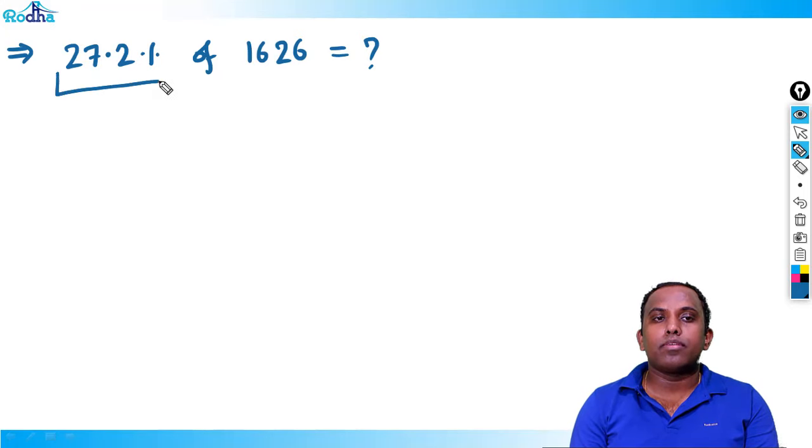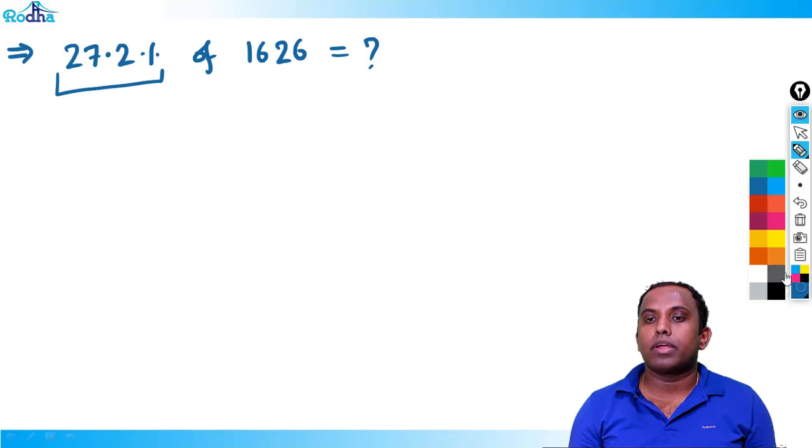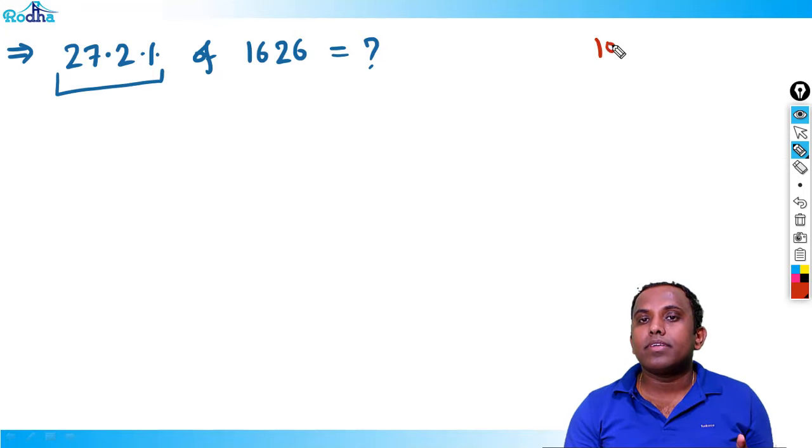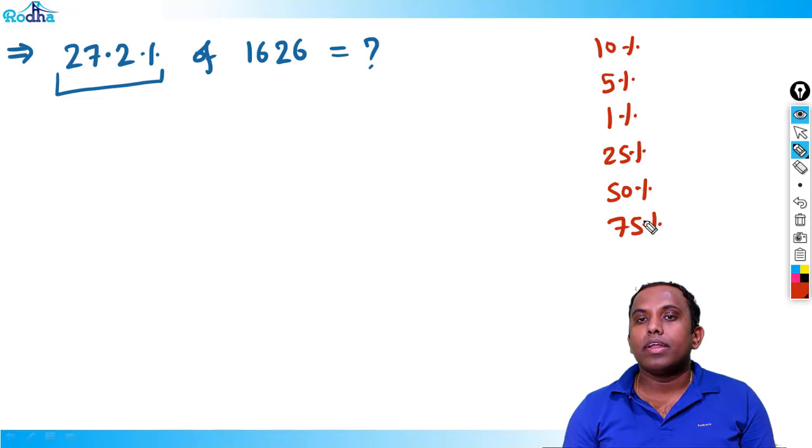I'll just break this 27.2%, right? How should I break it? Now again, this question is how should I break it? I told you earlier also. Calculating 10%, calculating 5%, calculating 1%, calculating 25%, calculating 50%, calculating 75%, calculating 33.33%.